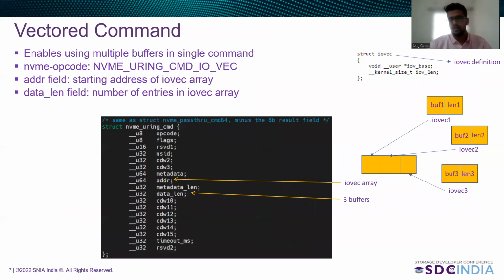So coming to vectored commands, io_uring pass-through supports vectored commands. So what do we mean by vectored command? A vectored command enables us to use multiple buffers in a single command.